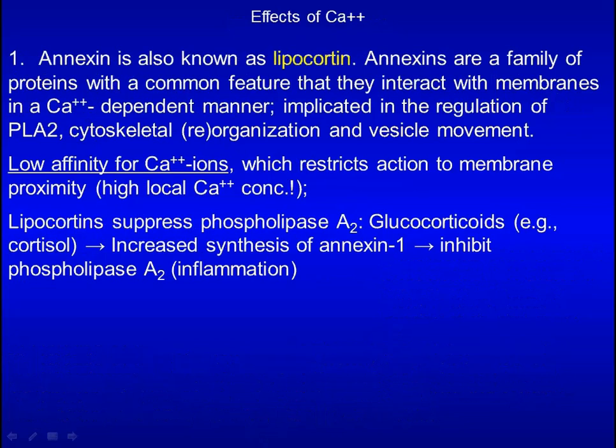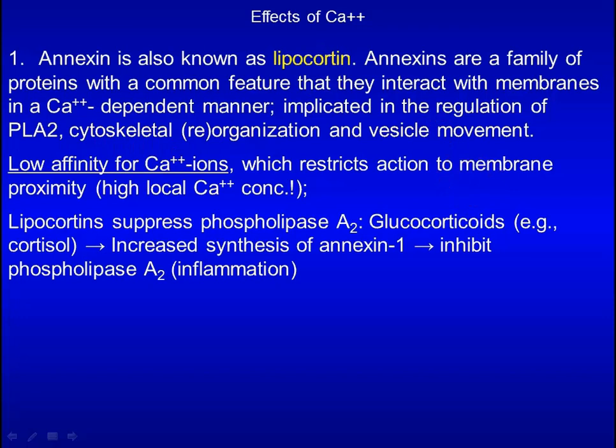Annexin is also known as lipocortin. Annexins are a family of proteins with a common feature that they interact with membranes in a calcium-dependent manner. They are implicated in regulation of phospholipase A2, cytoskeletal reorganization, and vesicle movement. Annexins have a low affinity for calcium ions, which restricts their action close to the cell membrane.